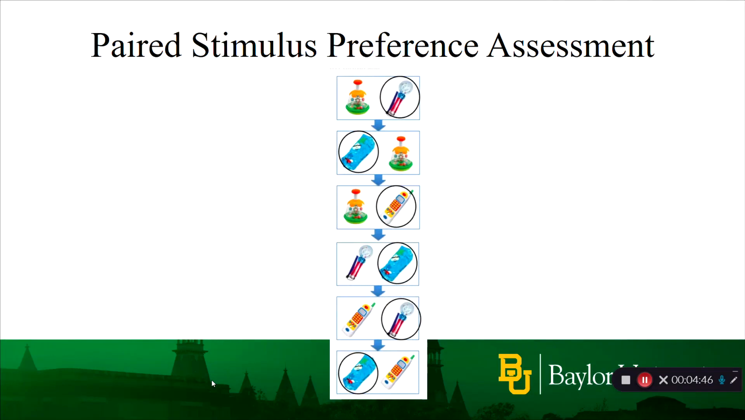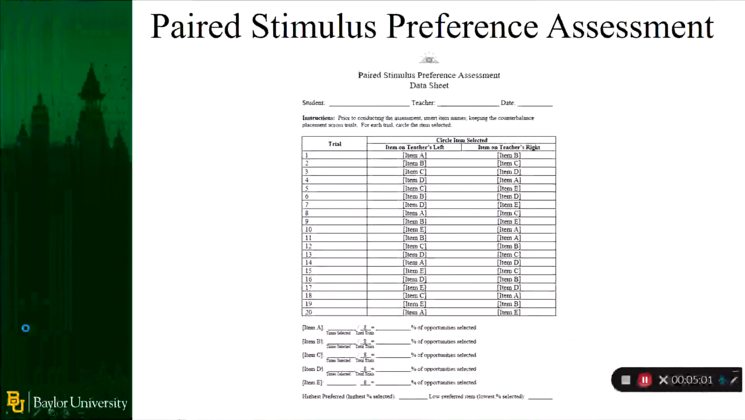All right, so a paired stimulus preference assessment is going to look something like this, where you're presenting 2 objects in each trial. And for each trial, you're simply circling which item the student selected. Let's take a look at that data sheet. At the top, we have the basic information: your student's name, the teacher who's administering this assessment, and the date on which the assessment was administered.